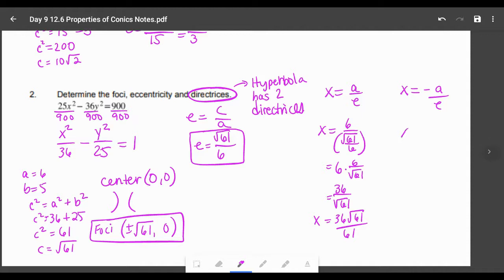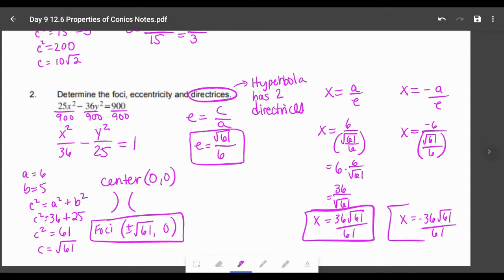And then it's going to be the opposite of that because we're going to do negative 6 over root 61 over 6, which we will skip down to the simplified version, which is negative 36 root 61 over 61. And these are the equations of the vertical lines that are our directrices.